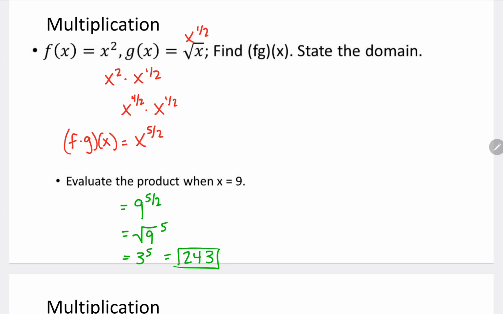Let's go back through and state the domain. Whenever there is an even number in the denominator, we have an even root. So both in our final answer and in g of x, we have even roots, which means that our domain is x is greater than or equal to 0 in order to keep that radical non-negative.